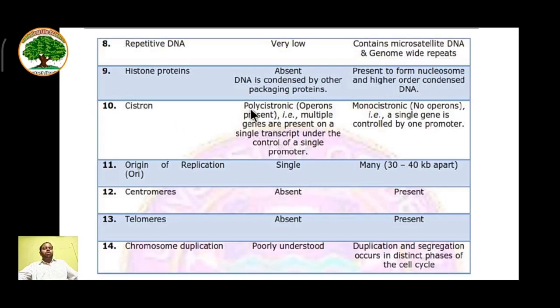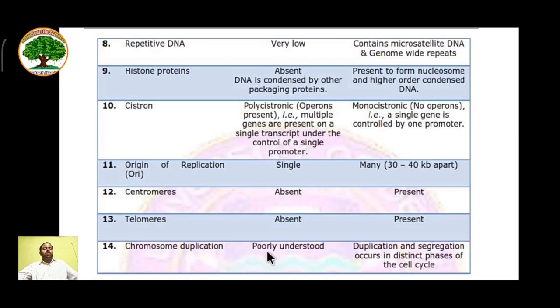In prokaryotes, polycistronic mRNA is formed because multiple genes are linked together. It is always monocistronic in the eukaryotic cell. Origin of replication is single in the prokaryotic cell, while it is many in eukaryotes, about 30 to 40 kb apart. The centromeres are absent in prokaryotes while present in eukaryotes. Telomeres are also absent in prokaryotes, present in eukaryotes.